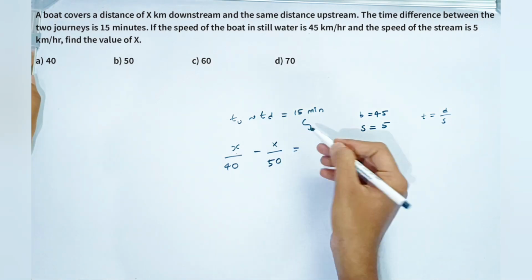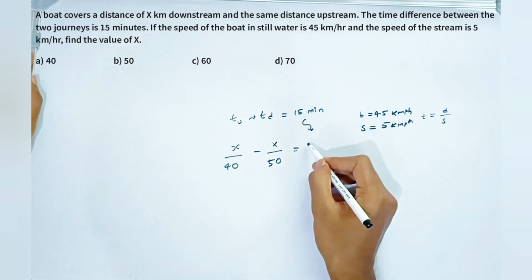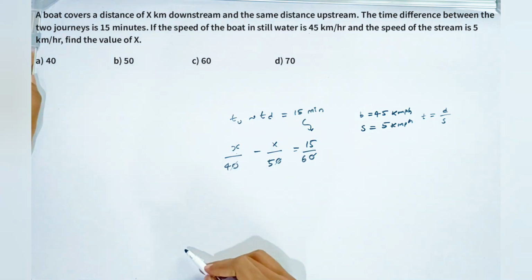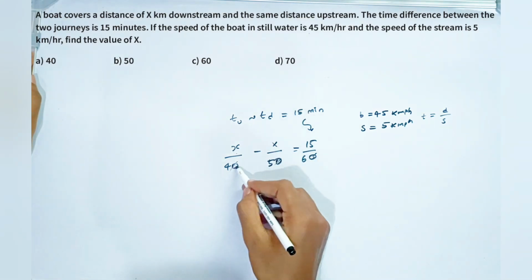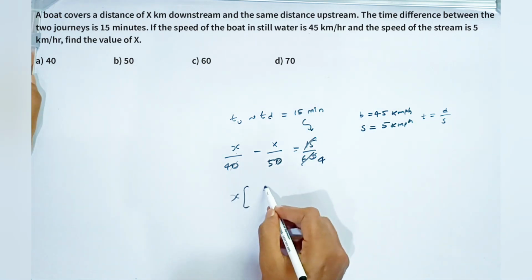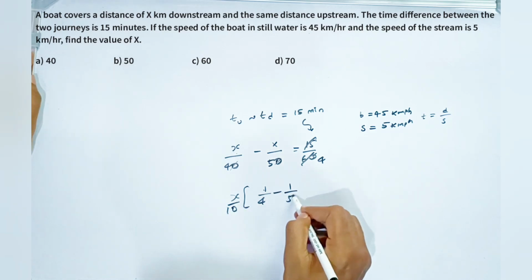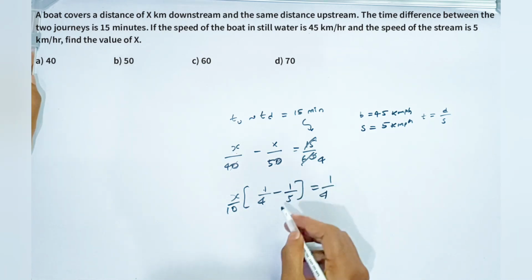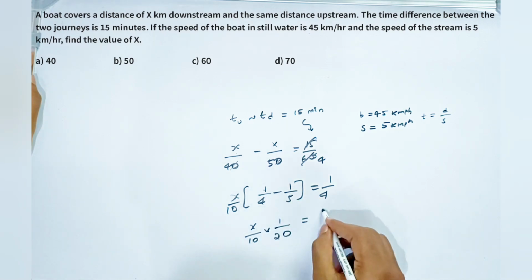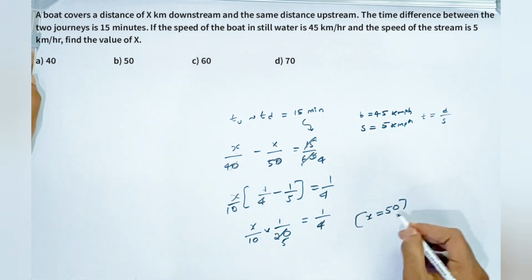I am converting this into hours because in the question it is given as 45 kilometers per hour, so 15 minutes is 15 by 60, which is 1 by 4. From this we can write x by 40 minus x by 50 is equal to 1 by 4. After calculating it, x by 200, 5 minus 4 is 1, is equal to 1 by 4, so x is equal to 50. So x is equal to 50 is the answer.